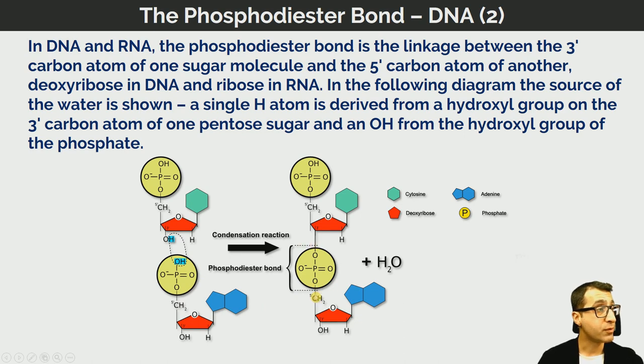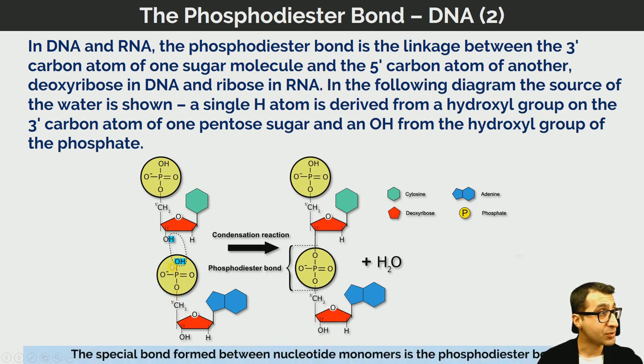And so what we've done here is we already have a bond between the 5th carbon of this pentose sugar and the phosphate group that it's linked to. But to form a bond between these two nucleotides, we are removing a hydrogen atom from this hydroxyl group on this 3' carbon, and the whole hydroxyl group from the phosphate group on this nucleotide here. By doing that, we've formed this covalent bond here, and so the phosphodiester bond is this whole arrangement between this 3' carbon and this 5' carbon.